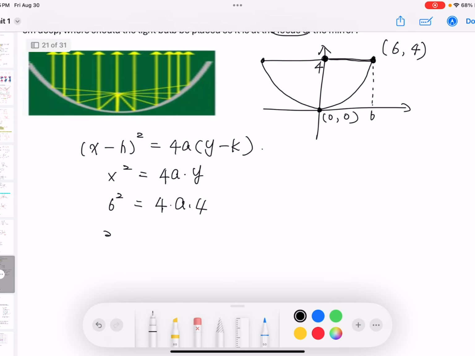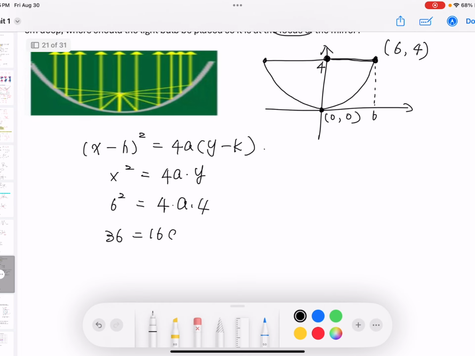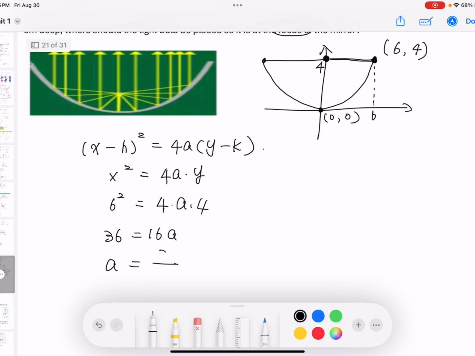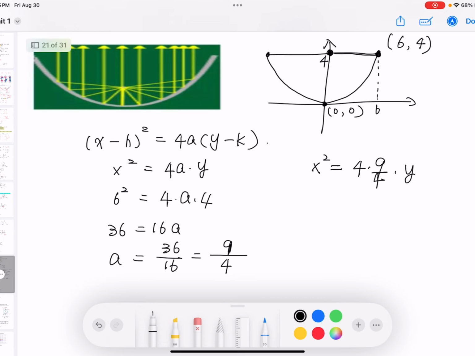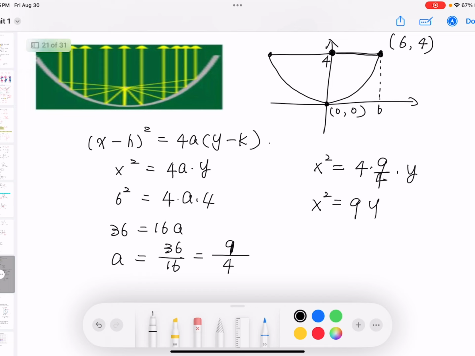So 36 is equal to 16a. A is equal to 36 over 16. Let's simplify this fraction. Divide top and bottom by 4, we have 9 over 4. Okay, a is 9 over 4, and h is 0, so x squared is equal to 4 times 9 over 4 times y. x squared is equal to 9y.